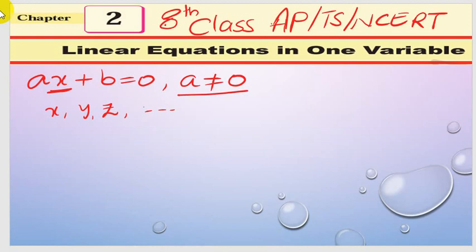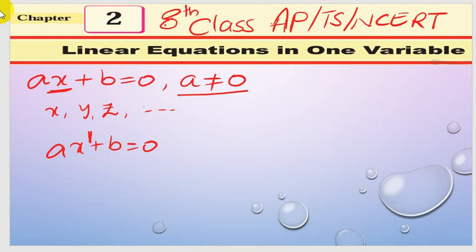Here the condition is the following. What is the condition? a is not equal to 0. That is, the coefficient of x is not equal to 0. Why? Because if the coefficient of x becomes 0, then this particular term will not appear. In ax plus b is equal to 0, x has power 1. Whenever an expression has degree 1, we call such an equation a linear equation.